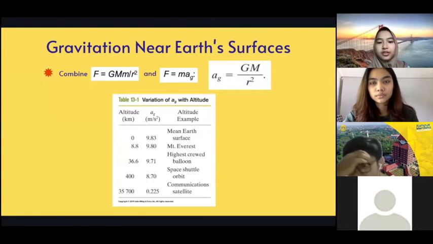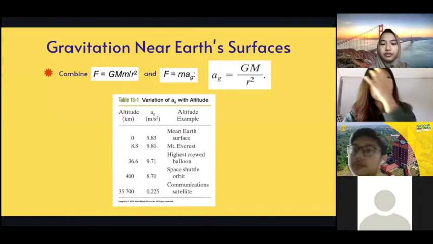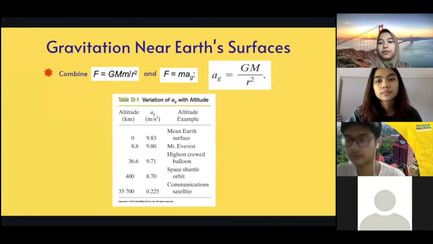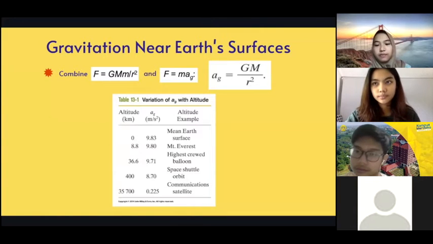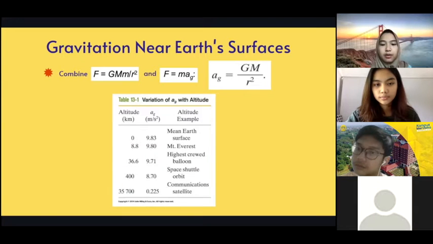Okay, so now I'm going to discuss gravitation near Earth's surface. From this formula, we can get the gravitational acceleration by combining Newton's law of gravitation and Newton's second law. This gives the magnitude of the gravitational acceleration at a given distance from the center of the Earth. The table shows the values of gravitational acceleration at various altitudes above the Earth's surface. Next.